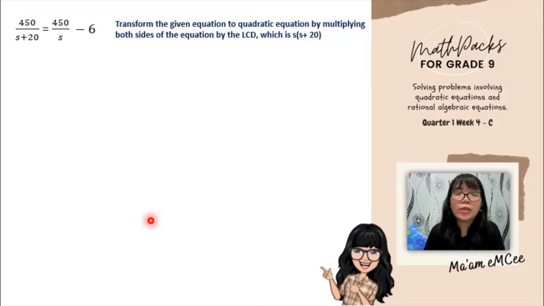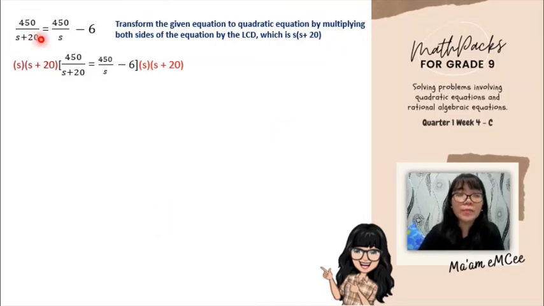So we need to transform again the given equation to a quadratic equation by multiplying both sides of the equation by the LCD. And the LCD is s times s plus 20, because our denominators have no common factor other than 1. So we multiply 450 over s plus 20 by s times s plus 20. And then we multiply 450 over s minus 6 by s times s plus 20.